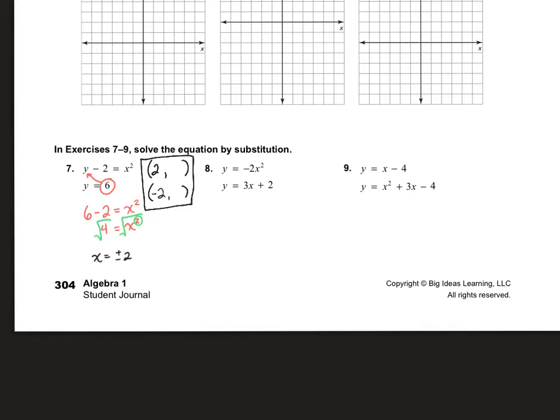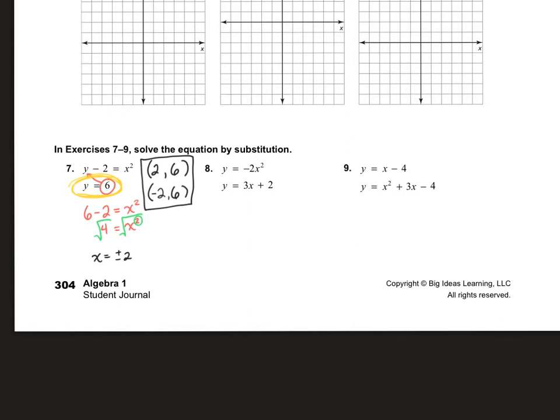So what I'm going to do now is plug in 2 and -2 into one of my equations. But actually, I don't have to really do that, because if you notice, this equation here tells me that y is always going to be 6. So that means that I can put that in as my answer for y, and I'm done. Okay, let's move on to number 8.